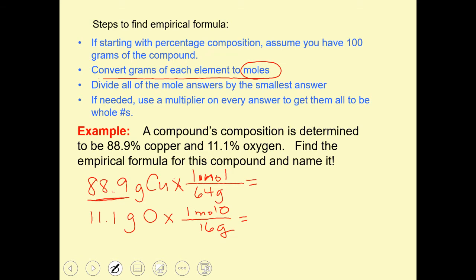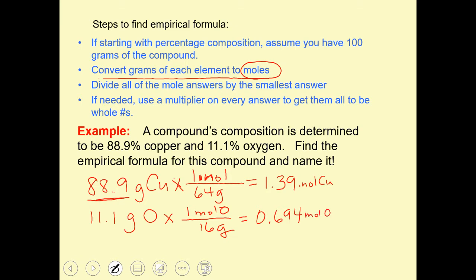This is why we've been keeping sig figs too, because it's important here when you're doing this kind of problem not to round off too much because it'll guide you to wrong answers. So we want at least 3 sig figs. So I'm going to keep 1.39. Okay, that's moles of copper. And 11.1 divided by 16, and I got 0.694. I'm keeping those 3 sig figs, moles of oxygen.